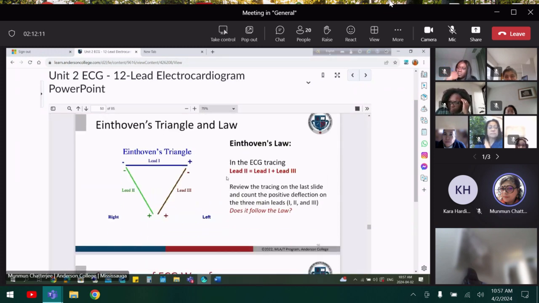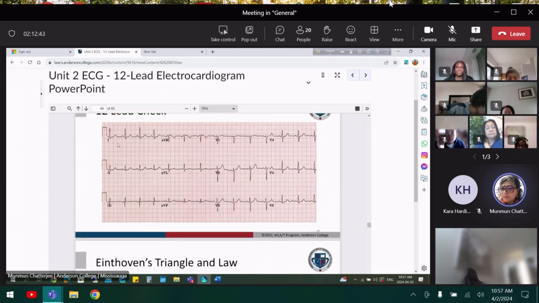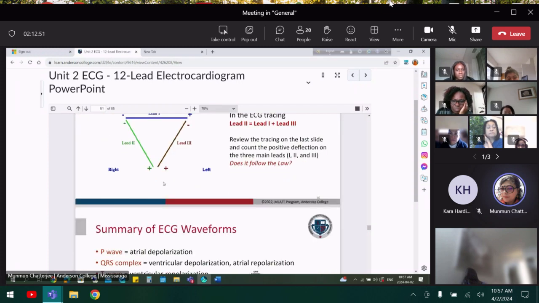We already talked about Einthoven's triangle and law. Einthoven's law states lead 2 is equal to lead 1 plus lead 3. They are all bipolar leads, limb leads. So review the tracing on the last slide and count the positive deflection on the 3 main leads, lead 1, 2, and 3. Does it follow the rule? You can do that later. Check whether lead 1 plus lead 2 is equal to lead 3 or not. That is your home task.